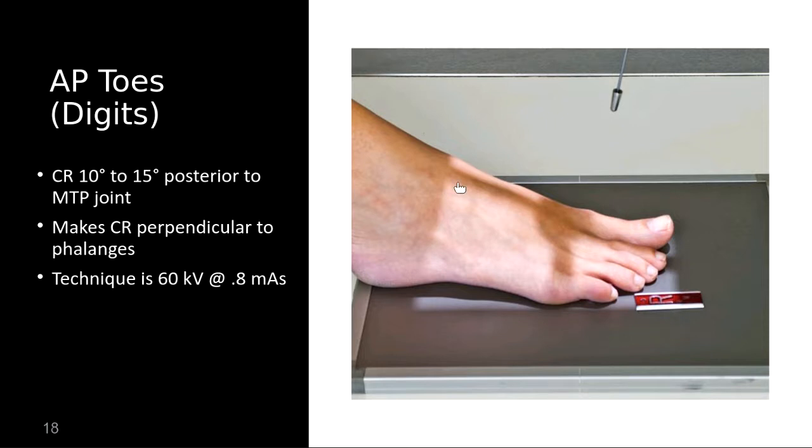And what this does is make your central ray perpendicular to the phalanges, because that's what we're looking at, the toes, correct? And the toes kind of curl. If you ever look down at the foot, your toes tend to curl. So by angling that central ray, or in the next slide we'll look, you can put the patient on a sponge. You're going to make the central ray perpendicular to the phalanges by doing either of those 2 things. Either angle the central ray 10 to 15 degrees posterior, or use a positioning sponge. And your technique for toes is KVP at 0.8 mass.